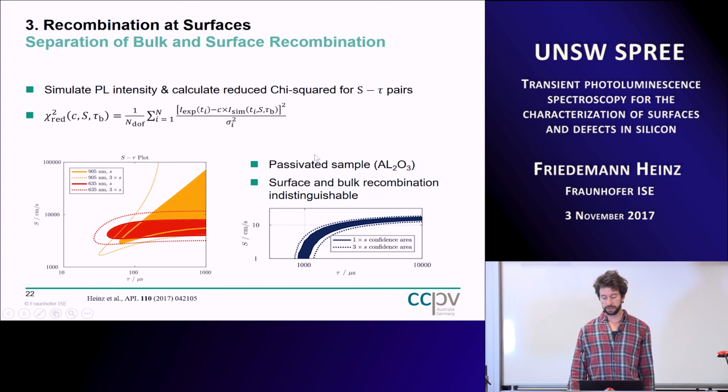I tried the same with a passivated sample. Here, aluminum oxide passivated, and we can see that we can get this confidence area where our pairs of surface and bulk recombination must lie, but we cannot distinguish between surface and bulk recombination. So we see that here our technique is limited in sensitivity. We just know that if, for example, the surface recombination is 1 centimeter per second, we can say the bulk lifetime then must be 1 millisecond.